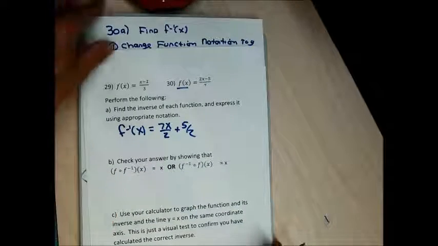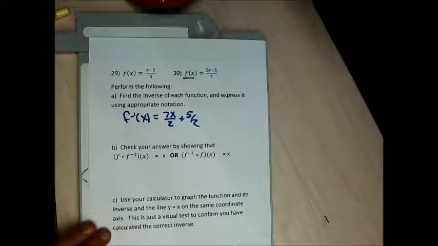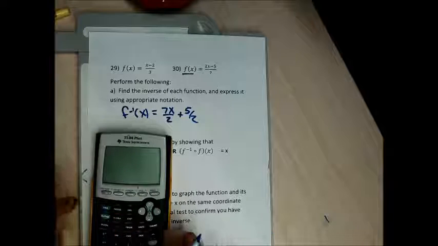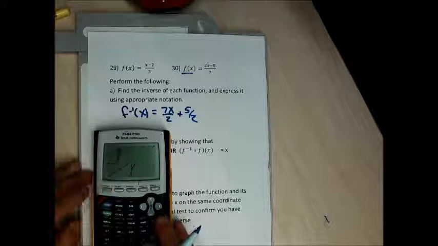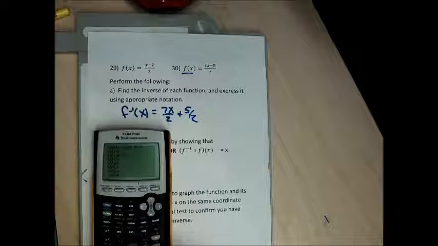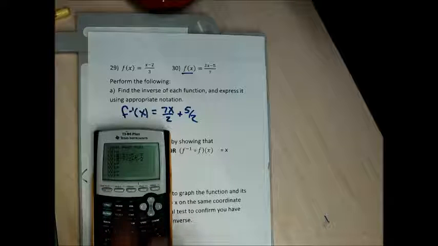I'm going to jump down and do C because that's just pressing buttons, and pressing buttons I can do quickly. So to visually see if my answer seems reasonable, I'm going to graph all 3 functions. I'm going to clear out all the junk that's in here. I'm going to graph the f function, 2x minus 5 divided by 7. I'm going to graph 7x divided by 2 plus 5 divided by 2. And I'm going to graph the line y equals x.